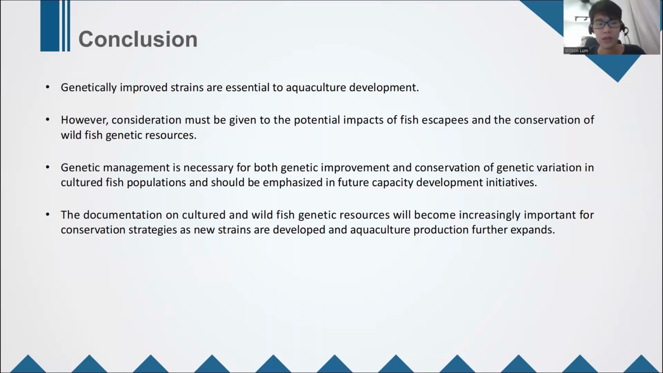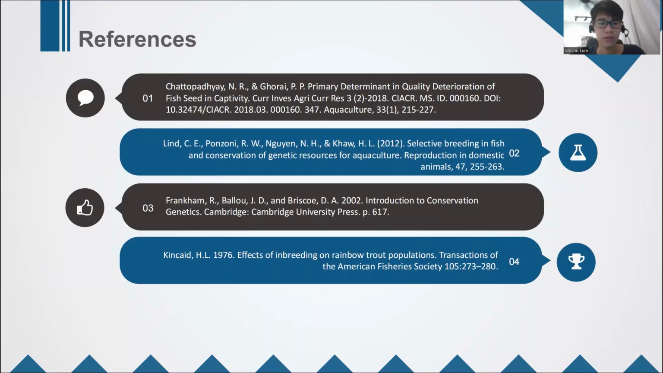The next one, also the last one: documentation on cultured and wild fish genetic resources will be increasingly important for conservation strategy as new strains are developed and aquaculture production further expands. This is some of our references that we used for our information.